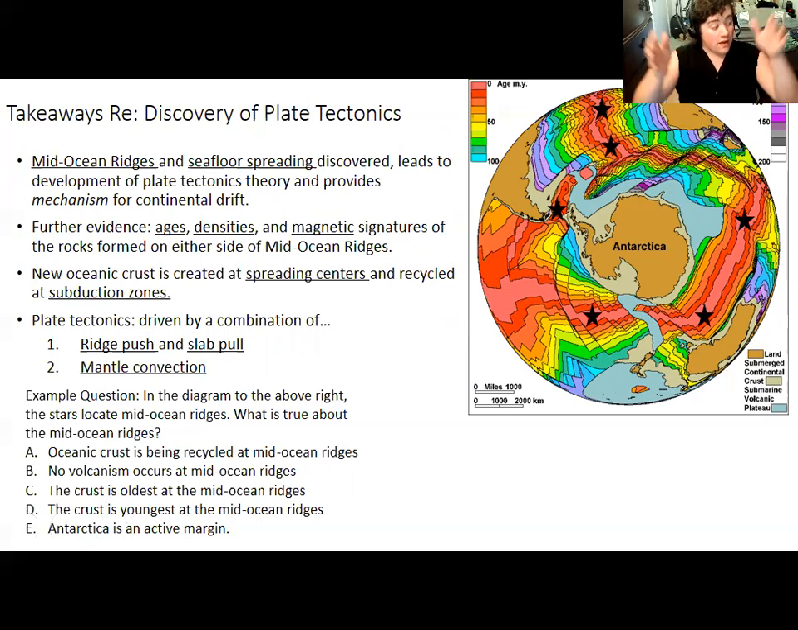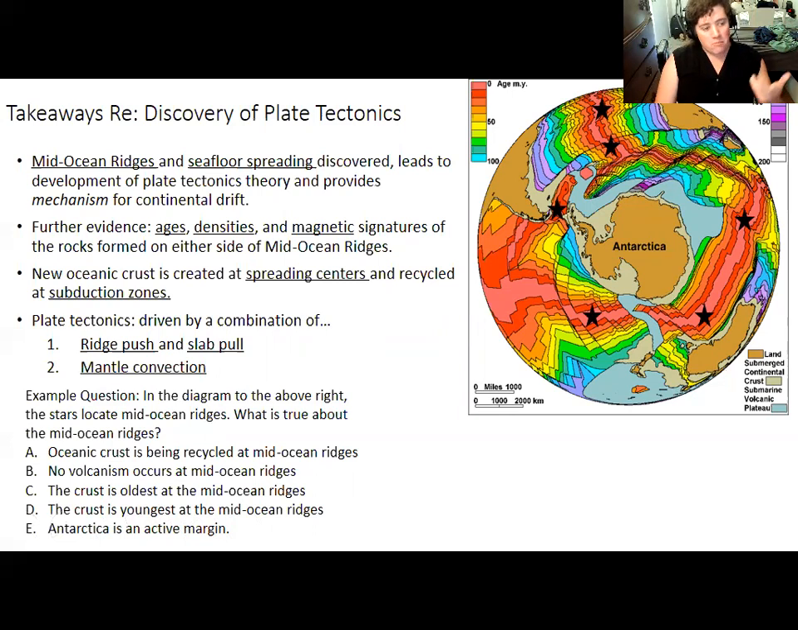It would make sense that the ages of the rocks would be symmetrical on either side, that you'd have the youngest ones in the center and progressively older rocks on either side in a symmetrical pattern. They also discovered that the density of the rocks drops as you move away from the mid-ocean ridges because the rock is cooler, and you also get a symmetrical signature of reversals in Earth's magnetic field.